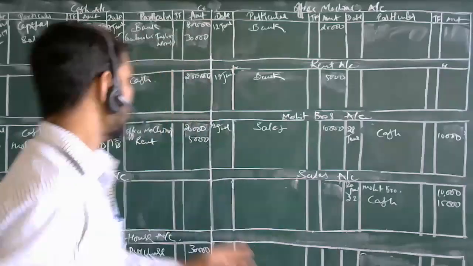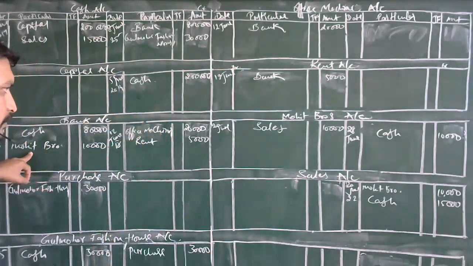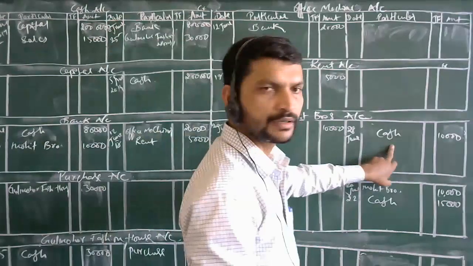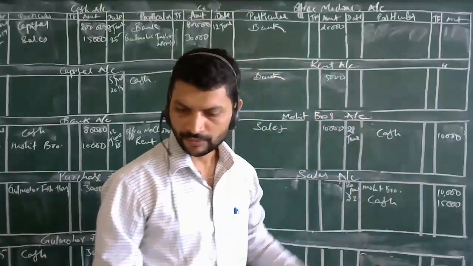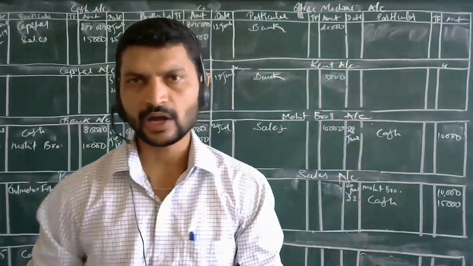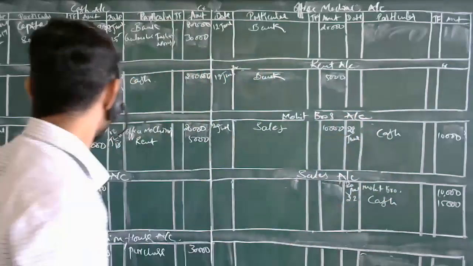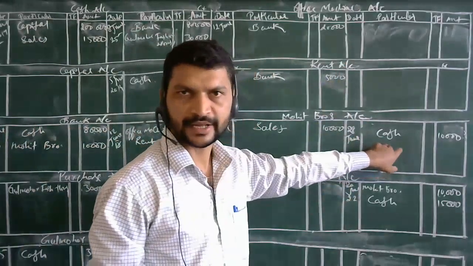The same we have passed here. The bank account is debited and Mohit's account is credited over here. Okay, so you can see this. What was the journal entry over here? Bank account debit to Mohit Brothers account. So bank account debit, Mohit Brothers account credit, 10,000 rupees.